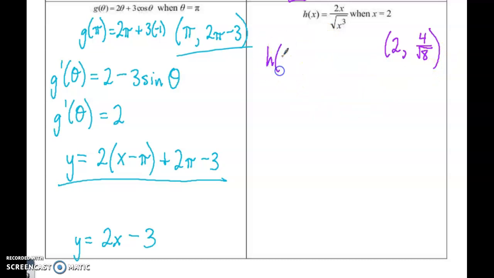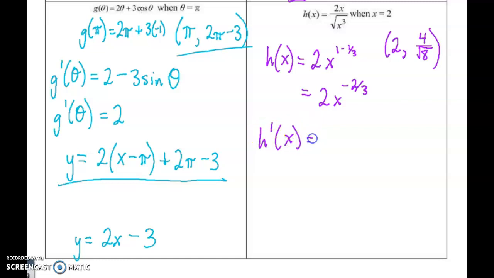Now, as far as h of x, it might be worthwhile to realize that this is the 1/3 power. So it might be worthwhile to rewrite it as to the negative 2/3 power. So why is that useful? Now you can say, well, the derivative would be negative 4/3 x to the negative 5/3 power. And then when you plug in 2, it's not going to be a pretty number.